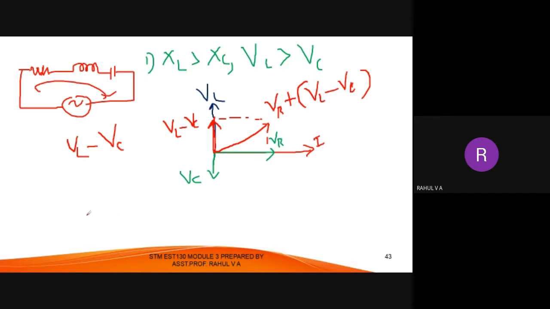So then what can I write? Voltage is equal to, instead of VR I can write IR, plus VL is jIXL, minus jIXC. And I can take I common, because I is common. R plus, again j is common, R plus j into XL minus XC.